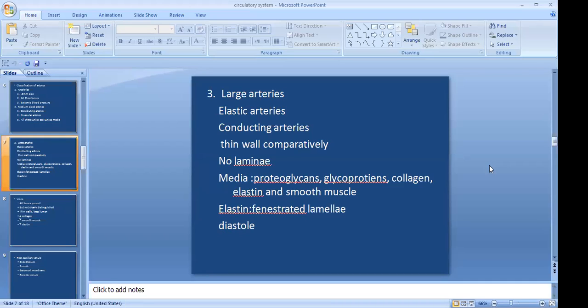The other thing is that their tunica media is composed mainly of elastin, which is very important. It is also composed of proteoglycans, glycoproteins, collagen, and smooth muscles. But we need to focus only on the fact that the tunica media is composed of elastin and smooth muscle.